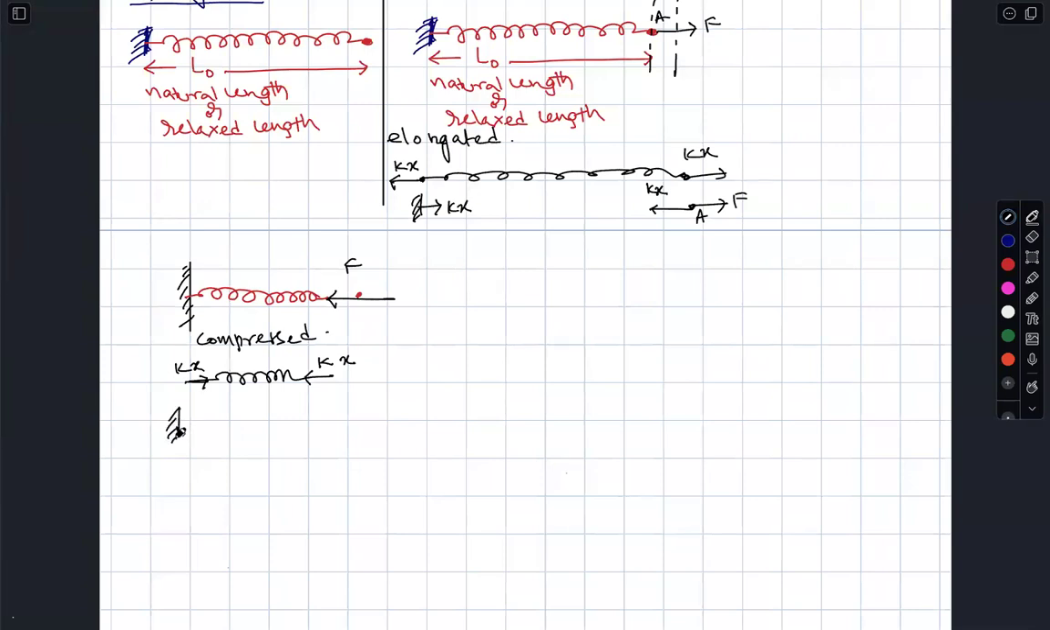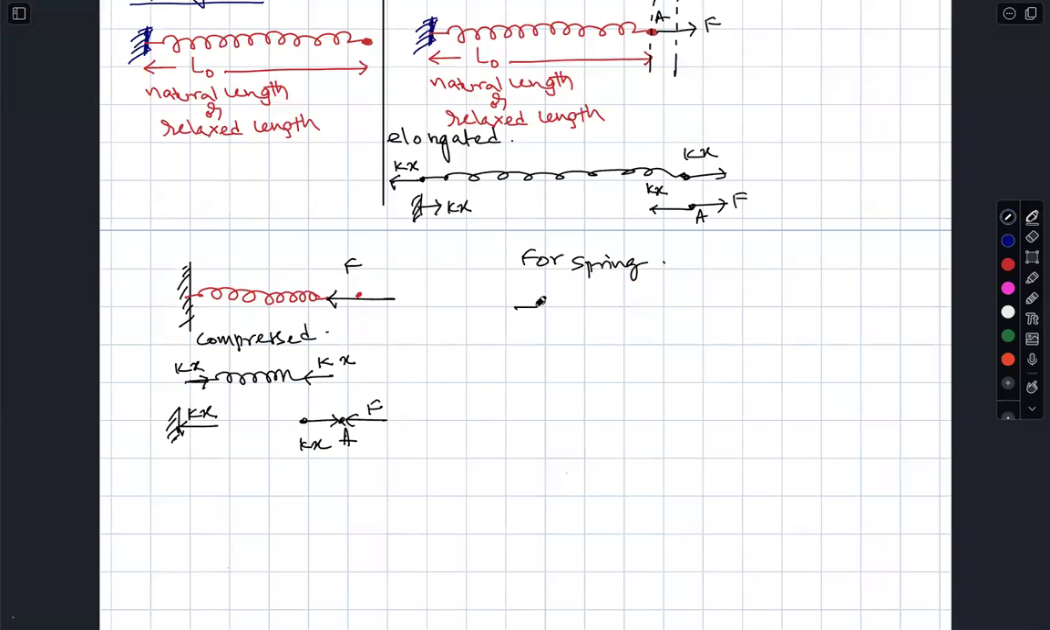Whereas the spring will exert force on the wall, Kx, and force on the point at A, Kx, besides you are applying a force F there. So this is how the spring will exert force. Remember the relaxed length. Remember what happens when it is stretched. Remember what happens when it is compressed.